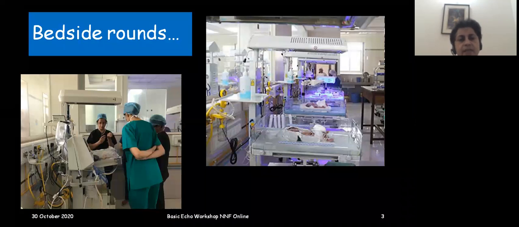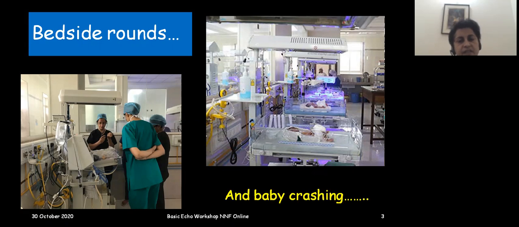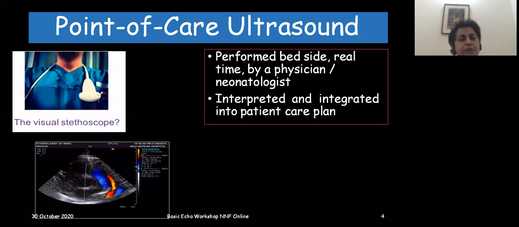So we do bedside rounds. This is a common enough feature of our daily morning. We see babies, and then suddenly a baby starts crashing, and we send bloods, and we need some quick results. And what are we looking at? Will a point of care ultrasound help?